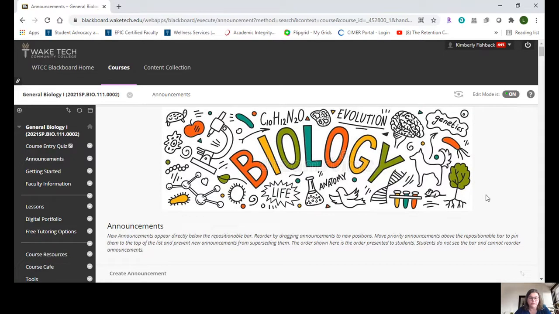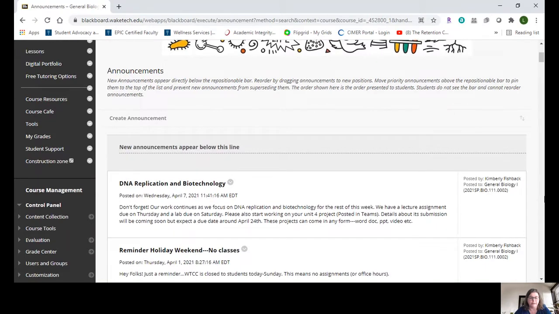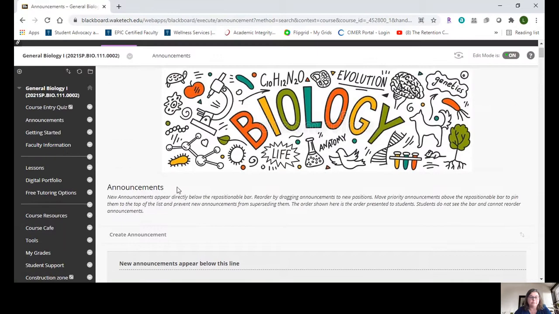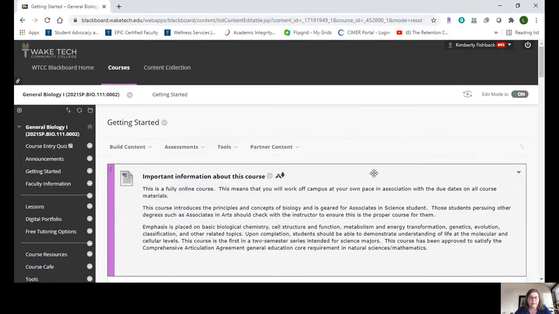When students first join the class, they are greeted with a vibrant banner that really showcases all of the key themes that we cover in Bio 111. I have weekly announcements to help them stay on task. And this is also a place where they can just check in and make sure they're moving in the right direction.